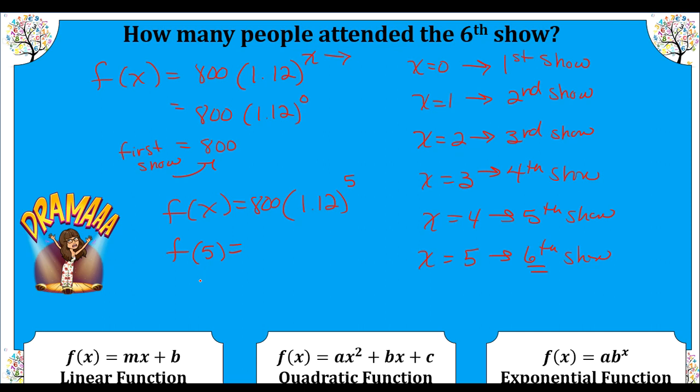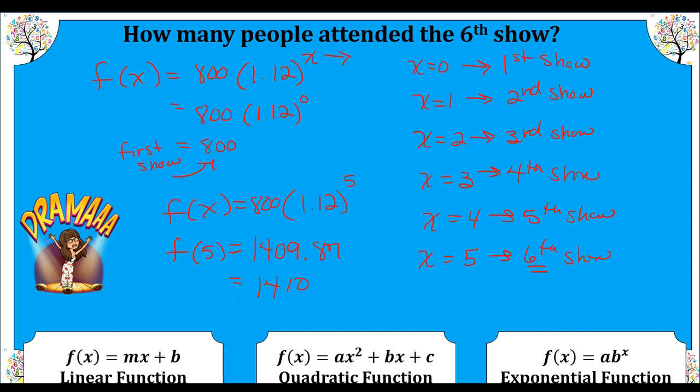So let's take our calculator, 800 times 1.12 raised to the 5th for our 6th show. And that gives me roughly 1410. Now, we can't have a partial of a person, so let's just round this to 1410. So in our 6th show, Kanan and Jackson had this many folks showing up to their amazing musical, Phantom of the Algebra.